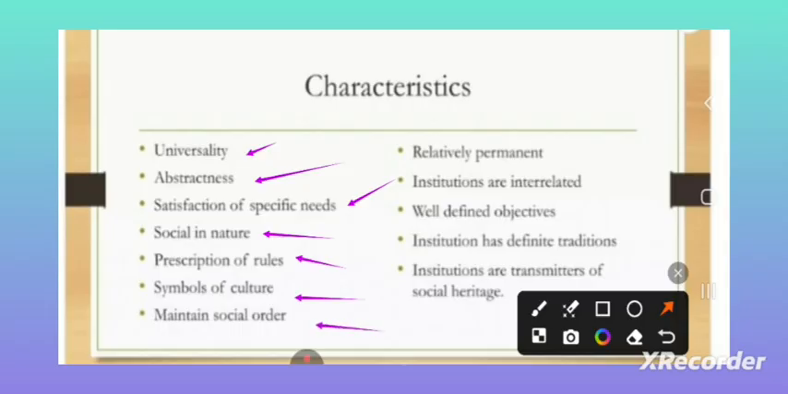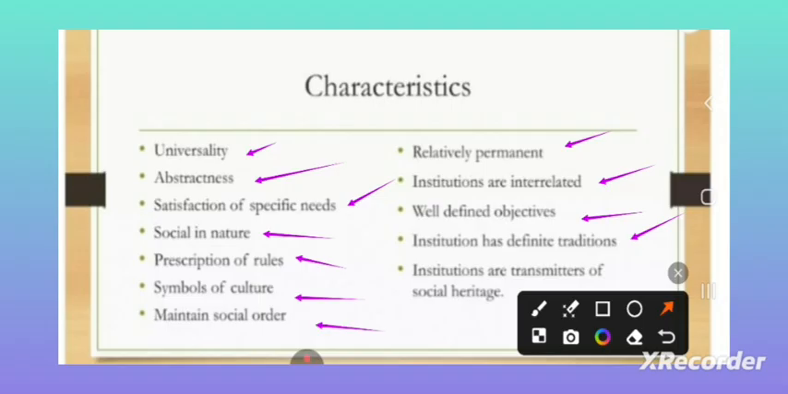Maintain social order. By providing predictable roles and rules, institutions help to prevent chaos and keep society functioning smoothly. Relatively permanent. They are stable and durable structures that persist over generations, resisting rapid change. Institutions are interrelated. They do not exist in isolation. The family is connected to the economy, which is connected to the government, etc. Well-defined objectives. Each institution has a clear mission and goal it aims to achieve for society.